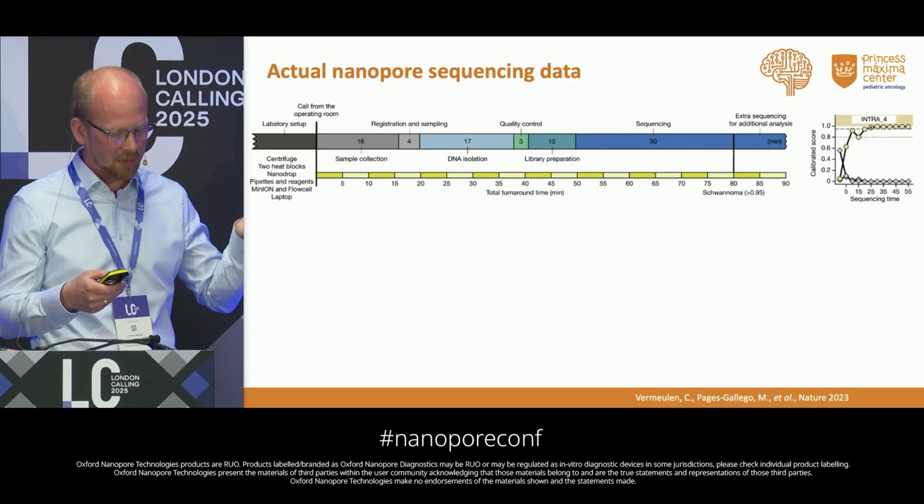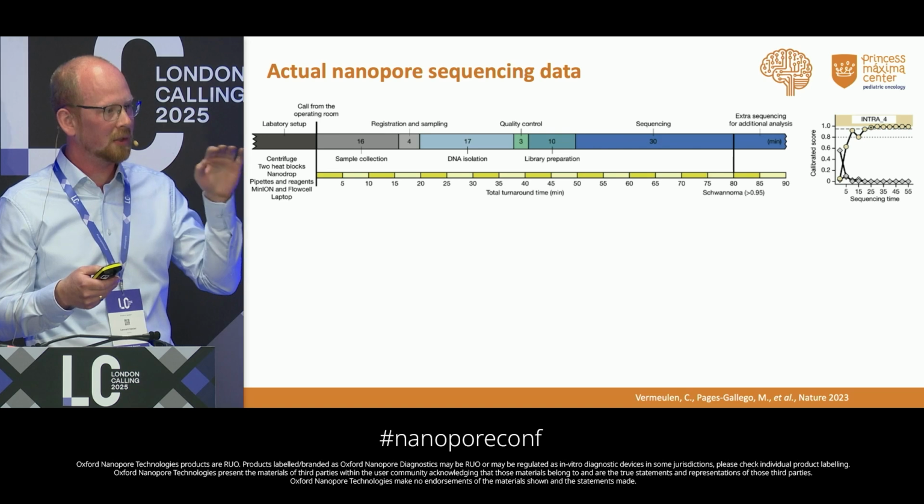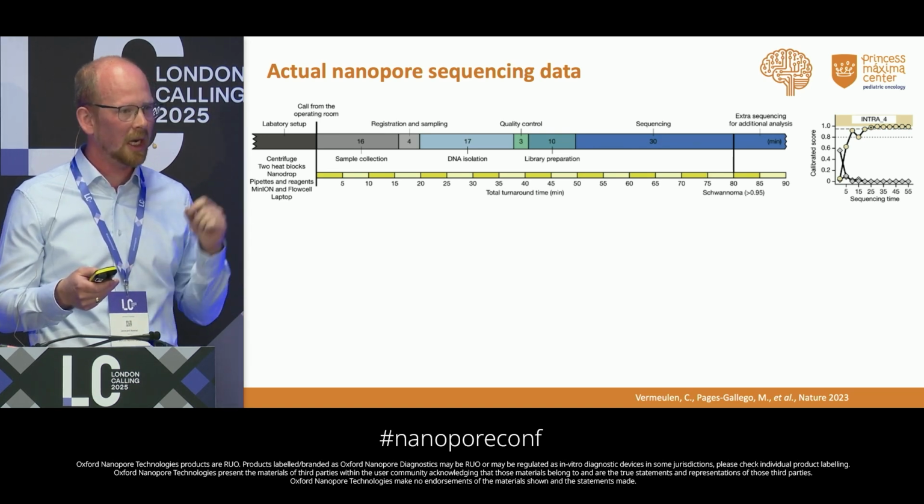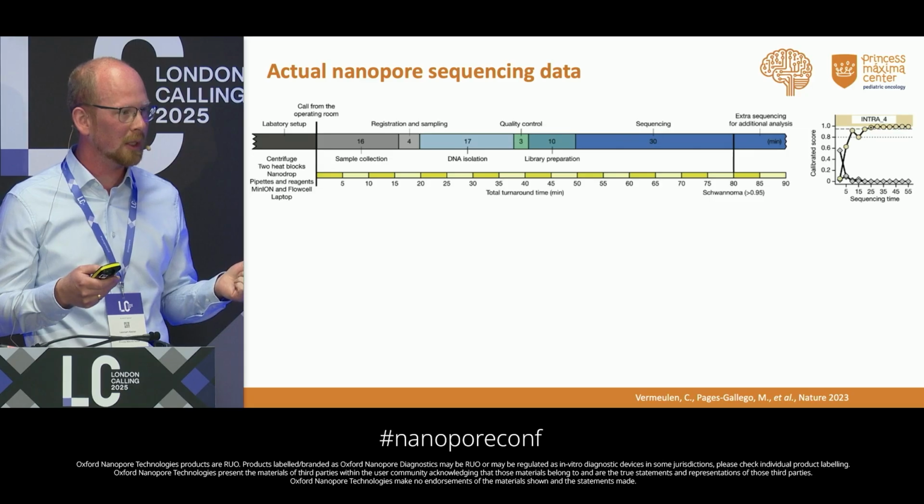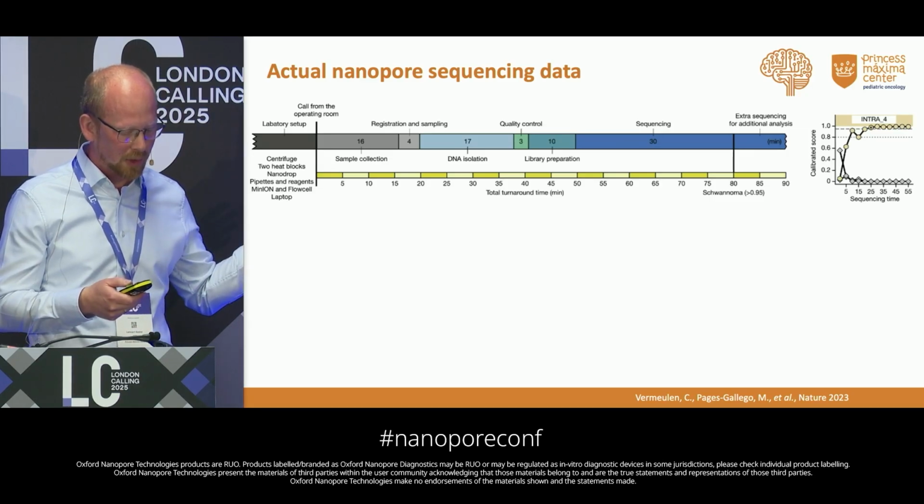You can see that after 5-10 minutes of sequencing, it wasn't very sure about the diagnosis. But then after 30 minutes of sequencing, the line goes up above the 95% confidence, and it was very confident that this is a schwannoma. Now, this turned out to be correct. This was a little over 2 years ago.